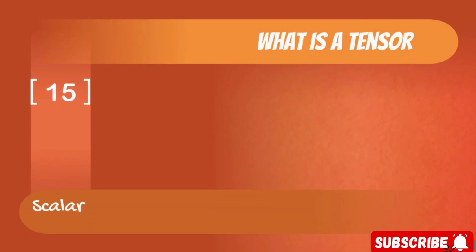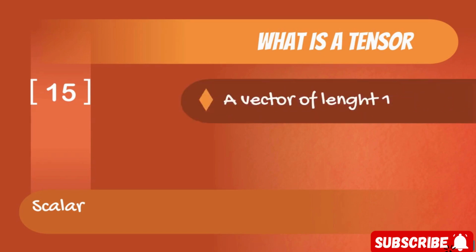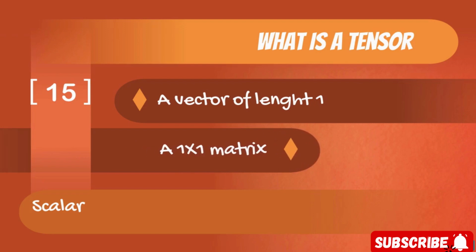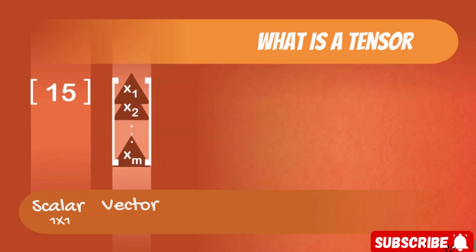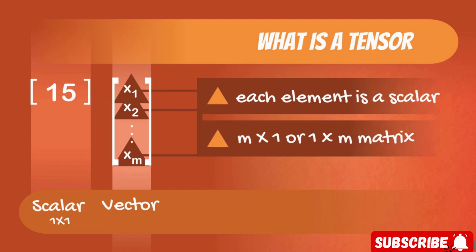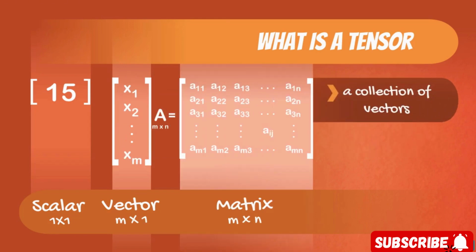A scalar has the lowest dimensionality and is always 1 by 1. It can be thought of as a vector of length 1 or a 1 by 1 matrix. It is followed by a vector, where each element of that vector is a scalar. The dimensions of a vector are nothing but m by 1 or 1 by m matrices. Okay. Then we have matrices, which are nothing more than a collection of vectors. The dimensions of a matrix are m by n.